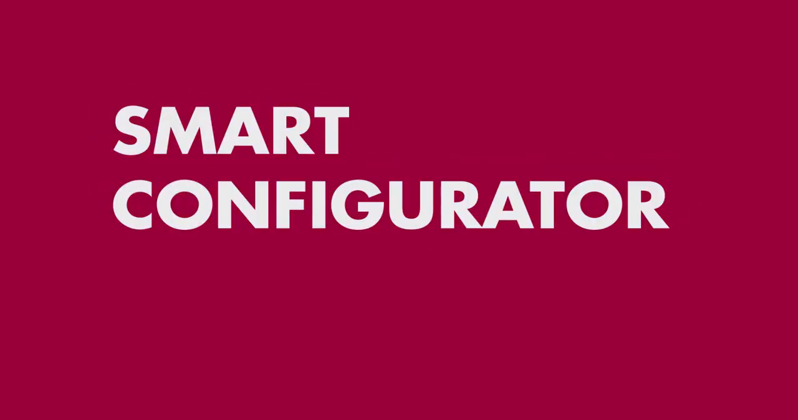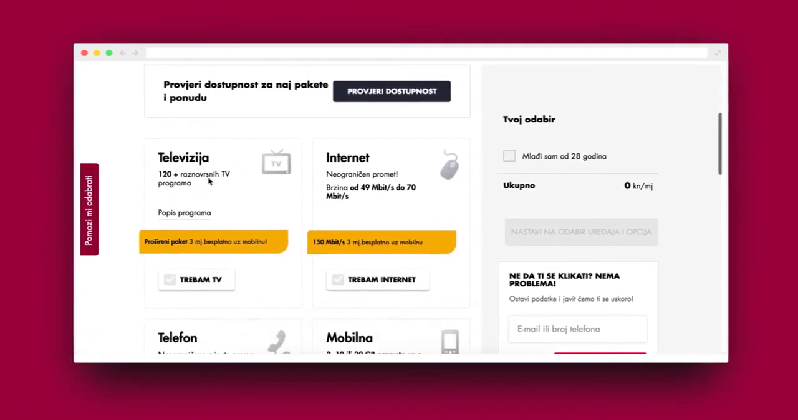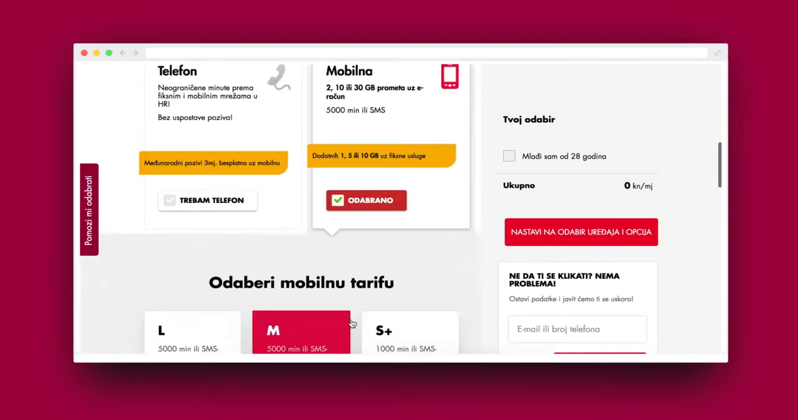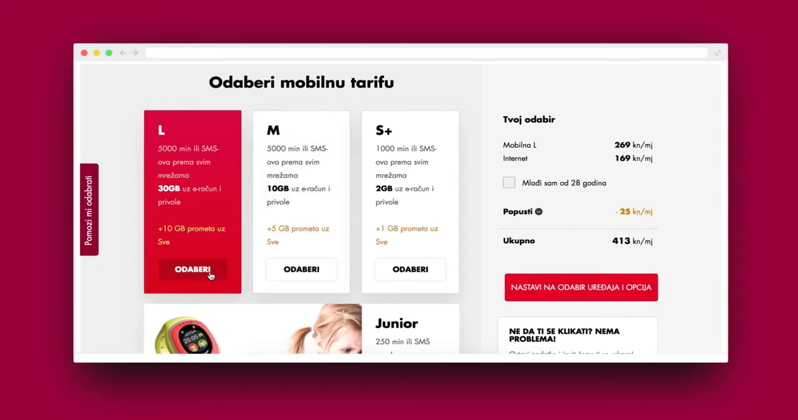If it doesn't work, simplify it. We designed a smart service configurator, which guides the user through the buying process, allowing him to compare services easily and to focus on the best buy options.